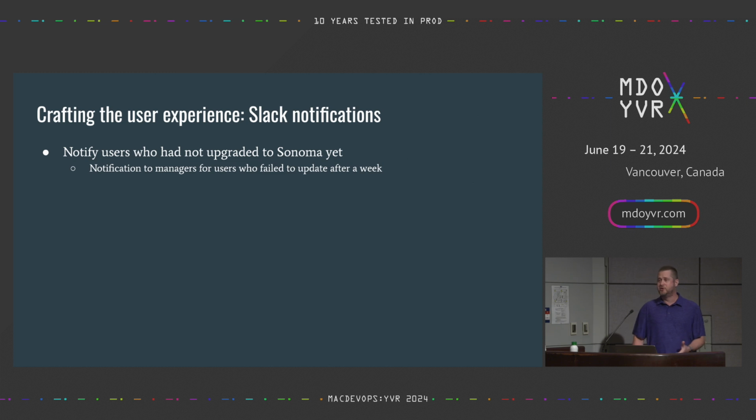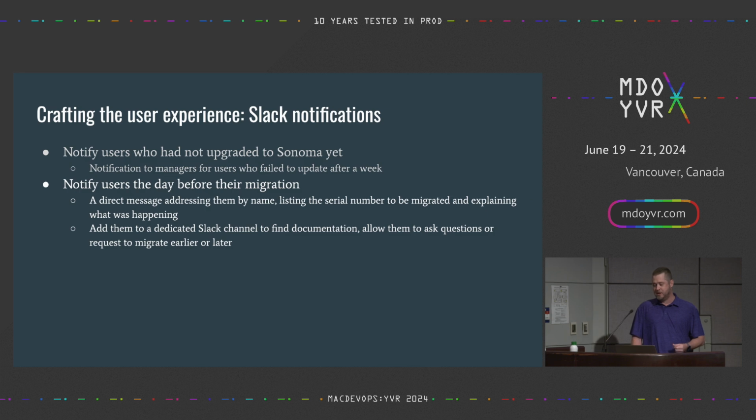They weren't just generically blasted at everybody. So we use Nudge. The bulk of the fleet was already on Sonoma long before we started the migration. But for those that slipped through the cracks, we notified them via Slack. And if they hadn't complied after about a week, their manager started getting notified as well that they needed to upgrade. We notified users the day before they were scheduled to migrate.